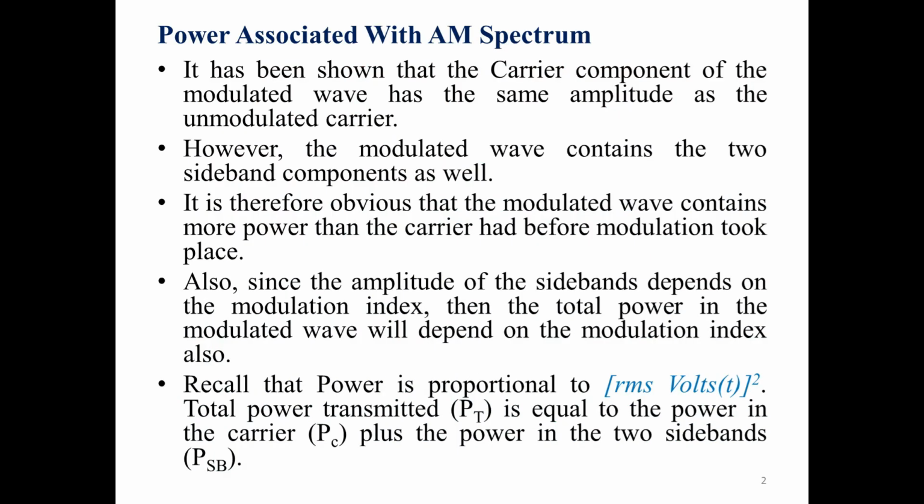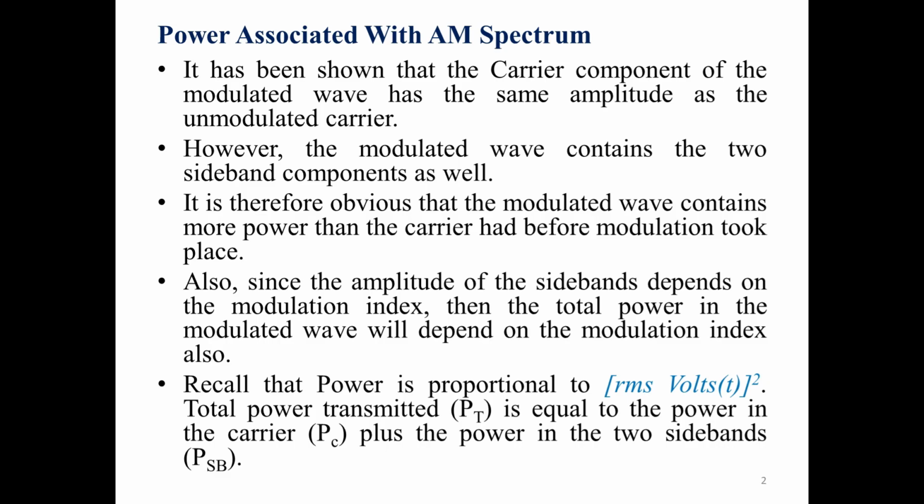We will be completing our modulation of AM spectrum. We will start with power associated with AM spectrum. It has been shown that the carrier component of the modulated wave has the same amplitude as the unmodulated carrier. However, the modulated wave contains the two sideband components as well. It is therefore obvious that the modulated wave contains more power than the carrier had before modulation took place.